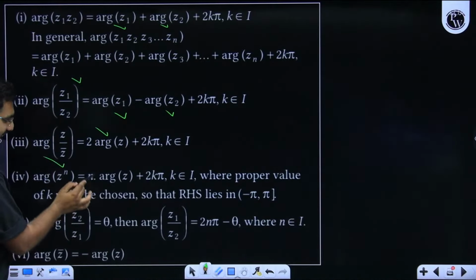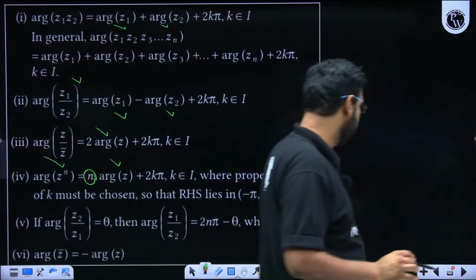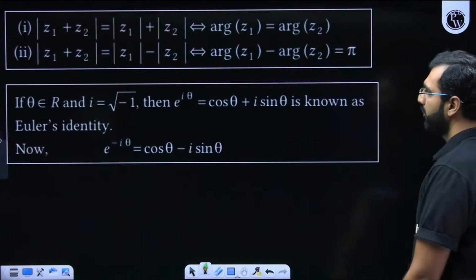Argument of z to the power n is n times argument of z. So I hope this is how you remember formulae based on argument. Will you all remember that?